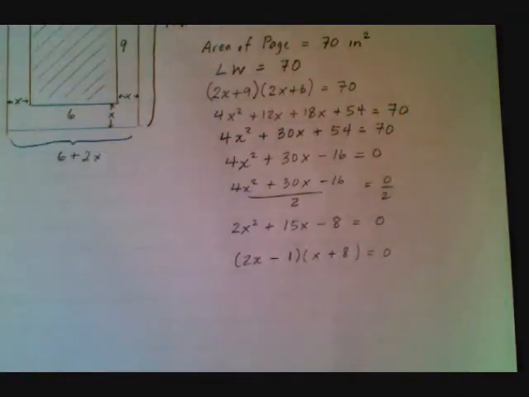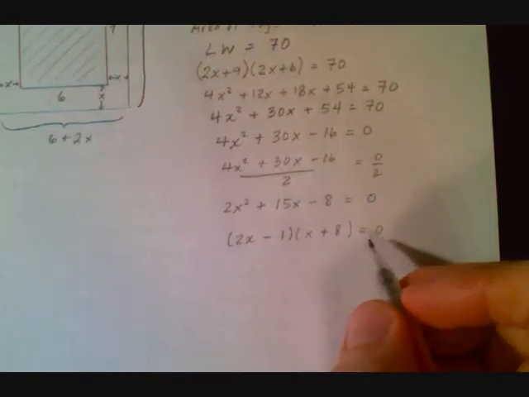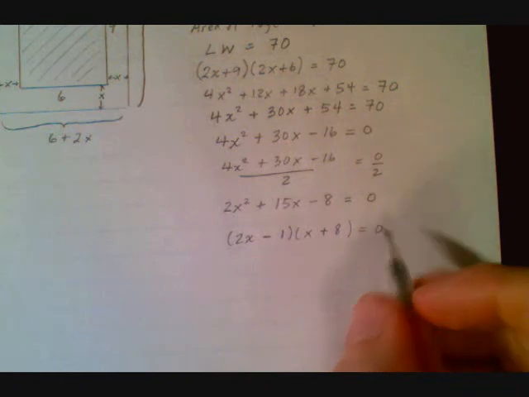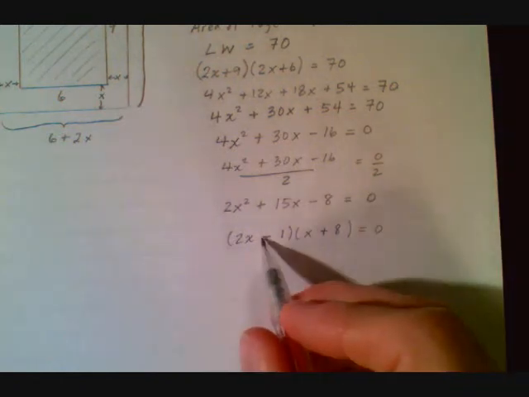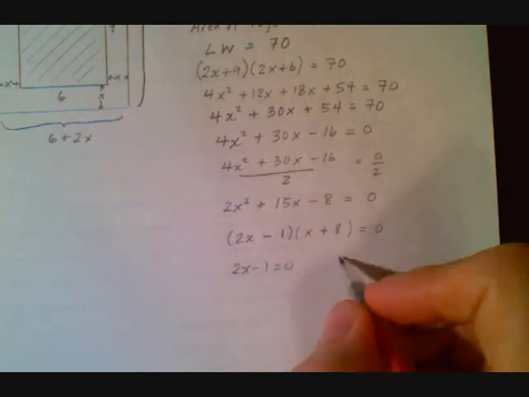Hopefully this is what you came up with. If you didn't, try again. Try to figure out what you did wrong. Or if you'd like to, again, you can use a quadratic formula. There's nothing that says you can't do that. Now we're going to use the zero product property. Got 0 on one side. Set each factor equal to 0. Solve for x.